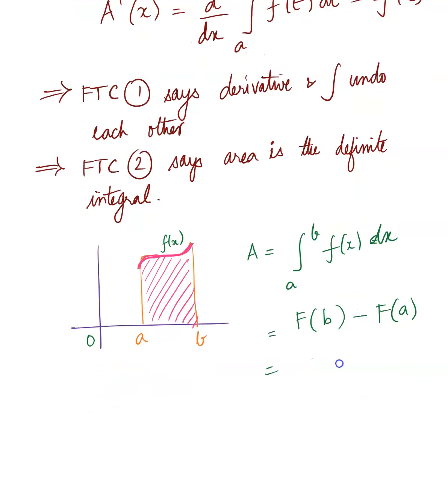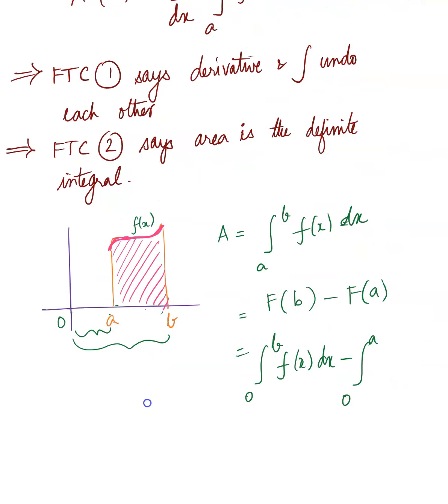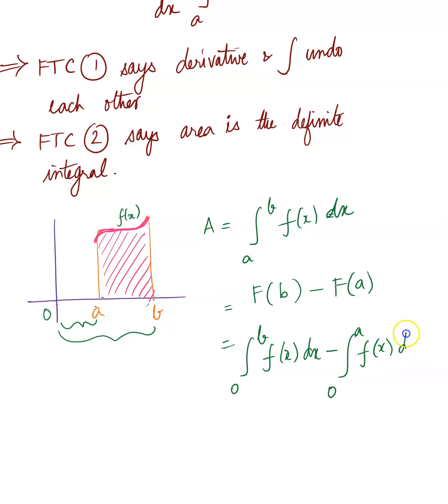But if you think of it, it's nothing but the integral from 0 to b, the area to the left of b. So it goes all the way from 0 to b of f of x dx, minus the integral from 0 to a of f of x dx. So this whole thing minus this whole thing gives you the area in between a and b. And that is how we understand the integral and the area being connected.